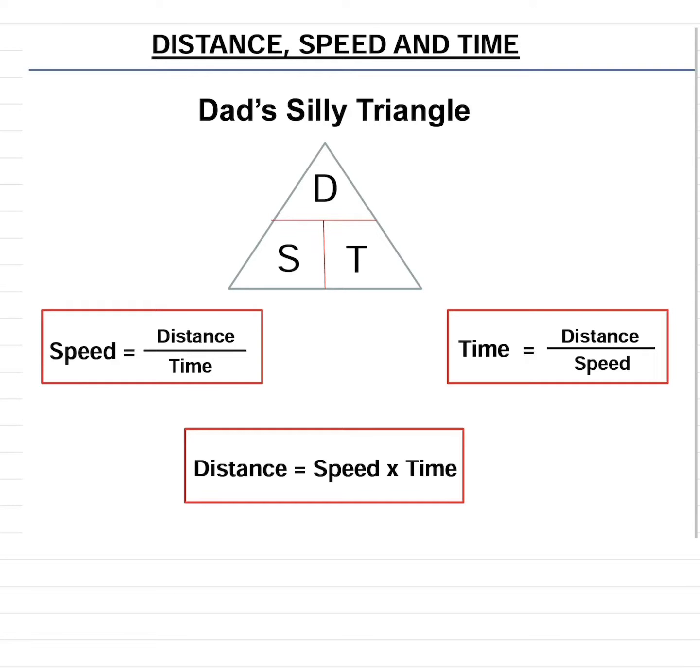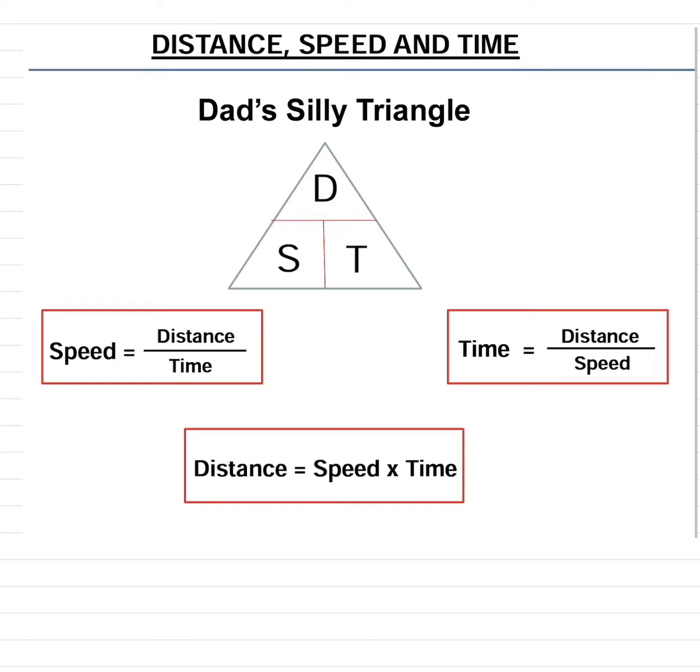In this video, I'm going to be going through distance, speed and time. Now, you can see the triangle here for D for distance, S for speed, and then T for time. So a way of remembering this is Dad's silly triangle. You may think it's foolish, but if it helps you remember this triangle, it would be very useful.